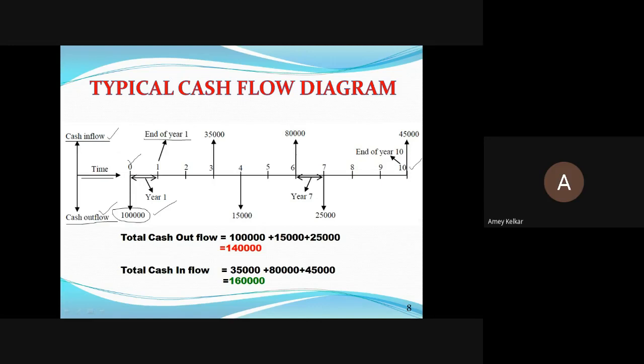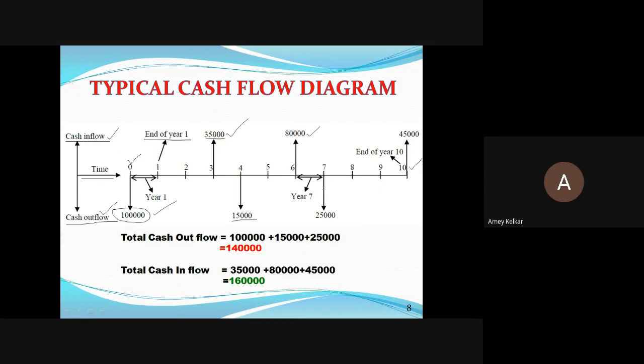What is happening? Nothing is happening at the end of year 1, 2. But at the end of year 3, I'm getting some returns, a cash inflow of 35,000. Then at the end of the 4th year, I am again investing 15,000. From 4 to 5, nothing is happening. At the end of the 6th year, I'm getting returns of 80,000.